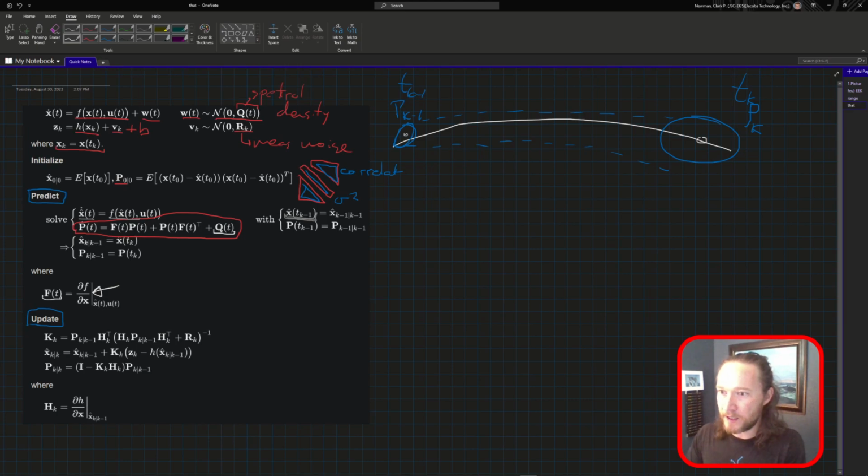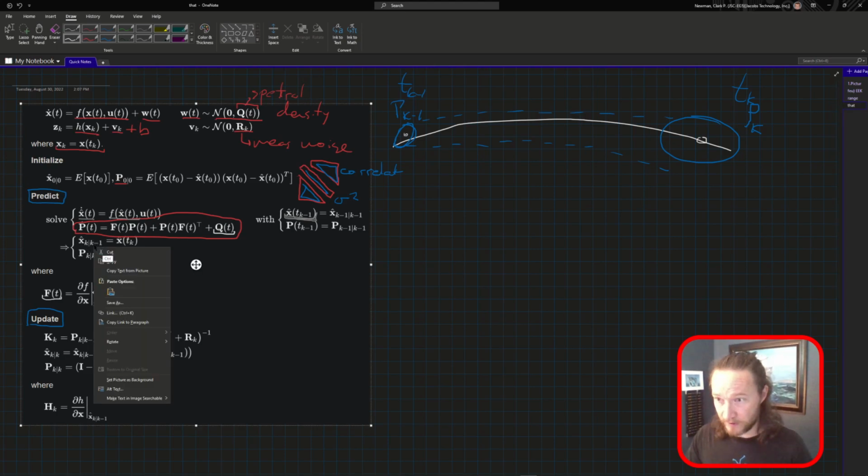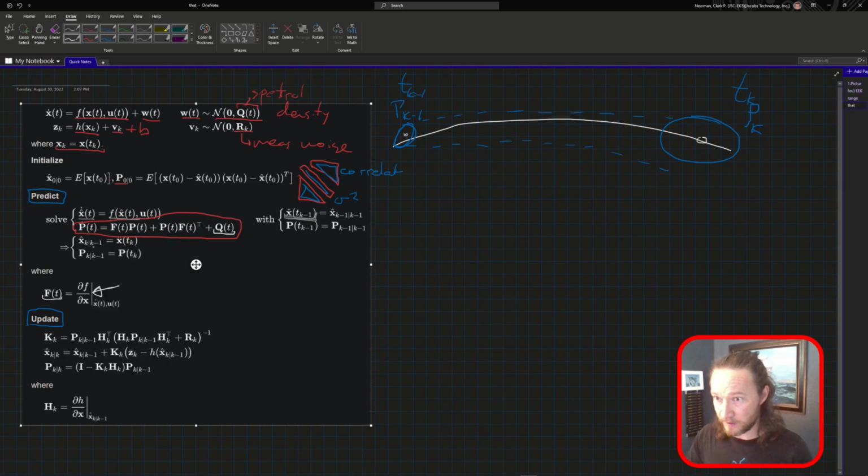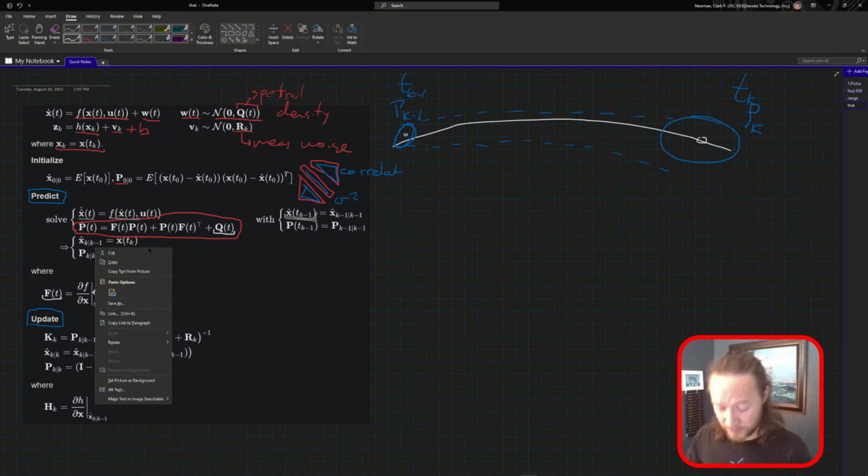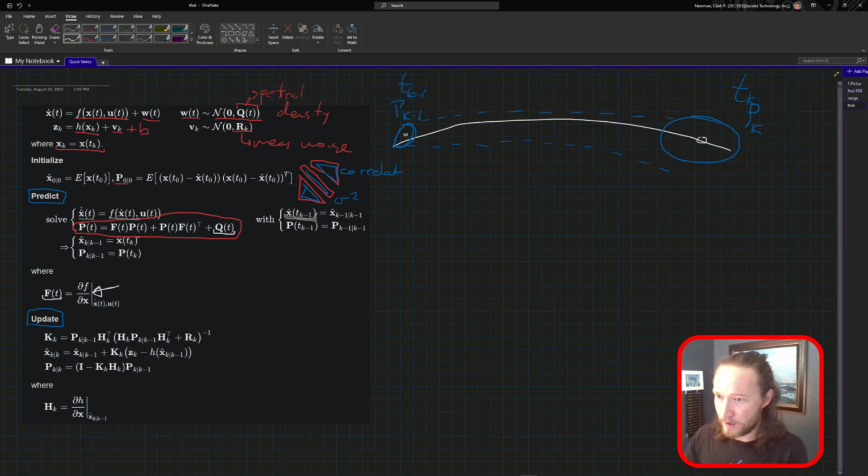So we are at time K from K minus 1. The reason we have this as seen by K minus 1 is because we have not taken any data yet. So we haven't introduced any new information to the system. All we've done is taken our previous state and pushed it forward in time to the next time span. So once we are there, it's time to update.